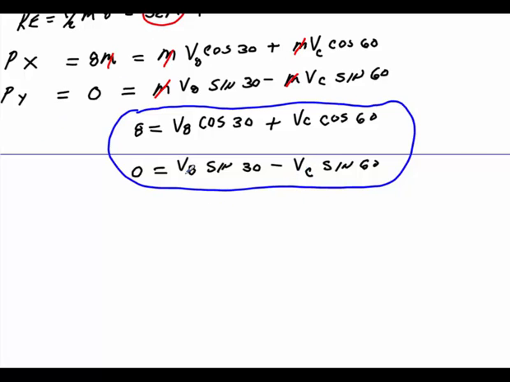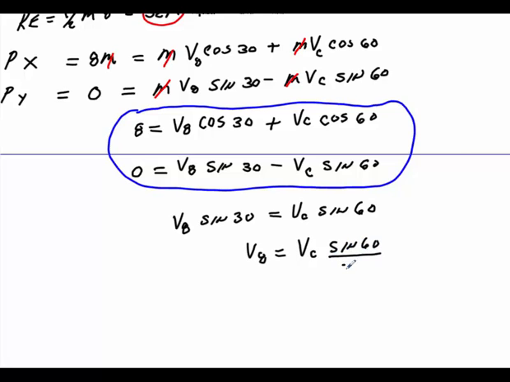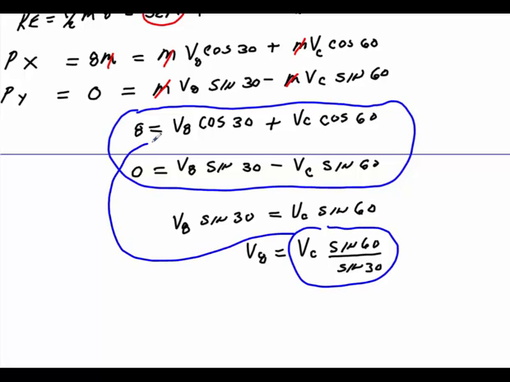I'm going to take this equation. We'll just solve for VB. VB times the sine of 30, move this to the other side, is going to equal VC times the sine of 60. So VB is going to equal the velocity of the cube times the sine of 60 divided by the sine of 30. All we have to do now is take that value right there and put it back into the first equation right here.